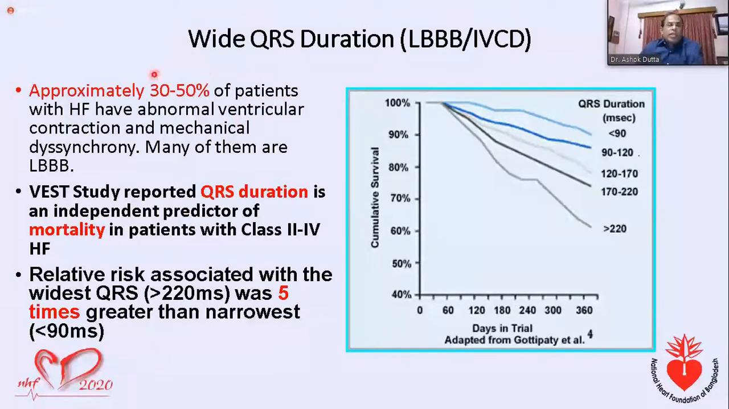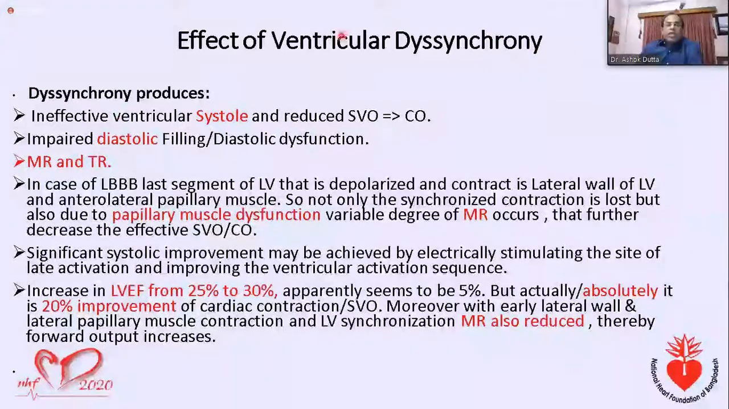And it is said that about 30 to 50% of the patients with heart failure have got some form of wide QRS complex and abnormal ventricular contraction. So ventricular dysynchrony produces systolic dysfunction, diastolic dysfunction, and sometimes mitral regurgitation because of papillary muscle dysfunction and dysynchronous contraction of the LV. So significant systolic improvement happens.